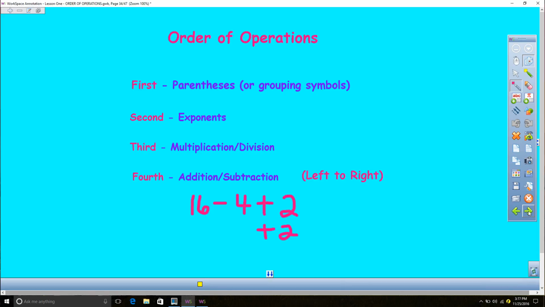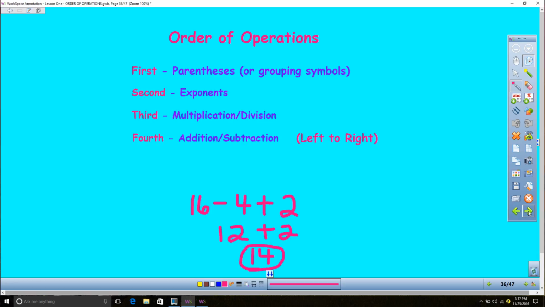So here I'm going to bring down the plus 2 because I've decided that I'm going to do the subtraction first. So I'm going to bring down what I'm not using. Then I'm going to say 16 minus 4, and last of all, I will add.